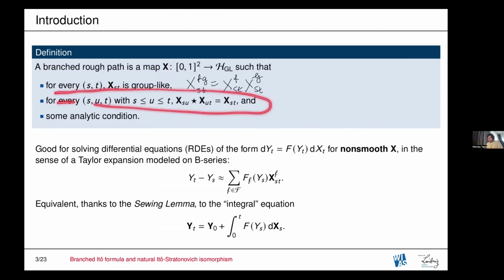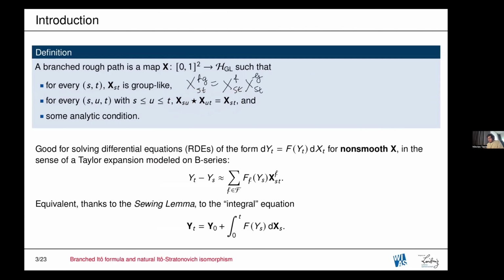They should satisfy this relation that is known as Chen's relation. Given a relation between the value of X on some s, u and u, t, you take the Grossman-Larson coproduct and you get the thing over the whole interval, so to speak. So this is supposed to be mimicking some properties of integrals. And there is some analytic condition that I'm not going to go into because this would not be the interesting part of the talk.